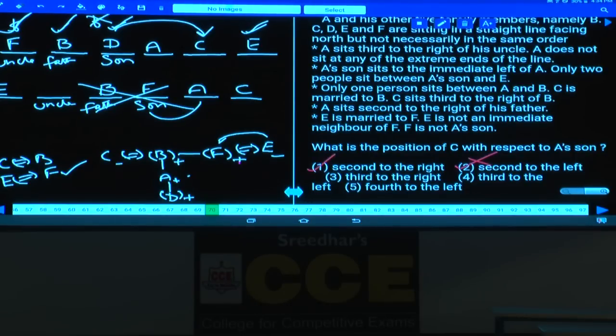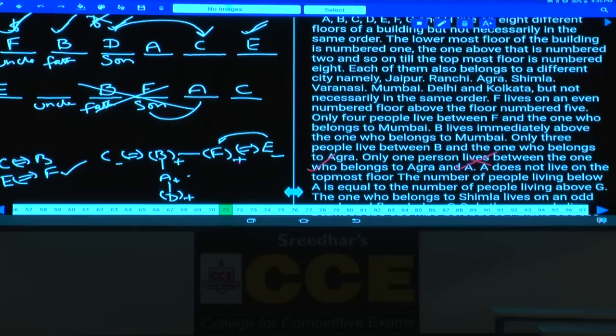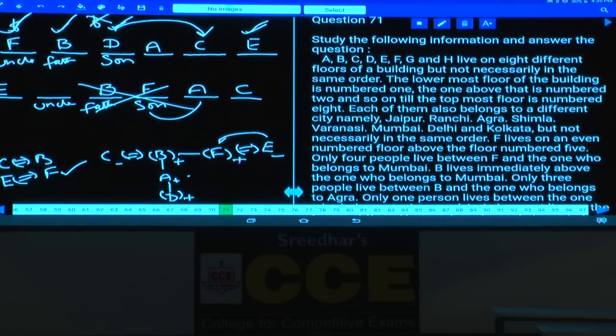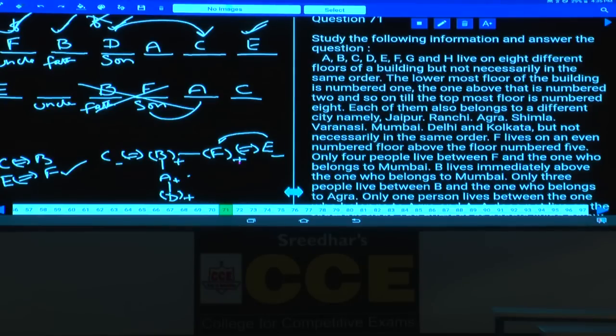Done with this? Now this is about question number 66 to 70. Then 71 to 75. Now in this question number 71 to 75, 8 persons A, B, C, D, E, F, G and H live on 8 different floors of a building, but not necessarily in the same order. Isn't it? Floor arrangement. And the lowermost floor of the building is number 1, and the one above this one is number 2, and so on.